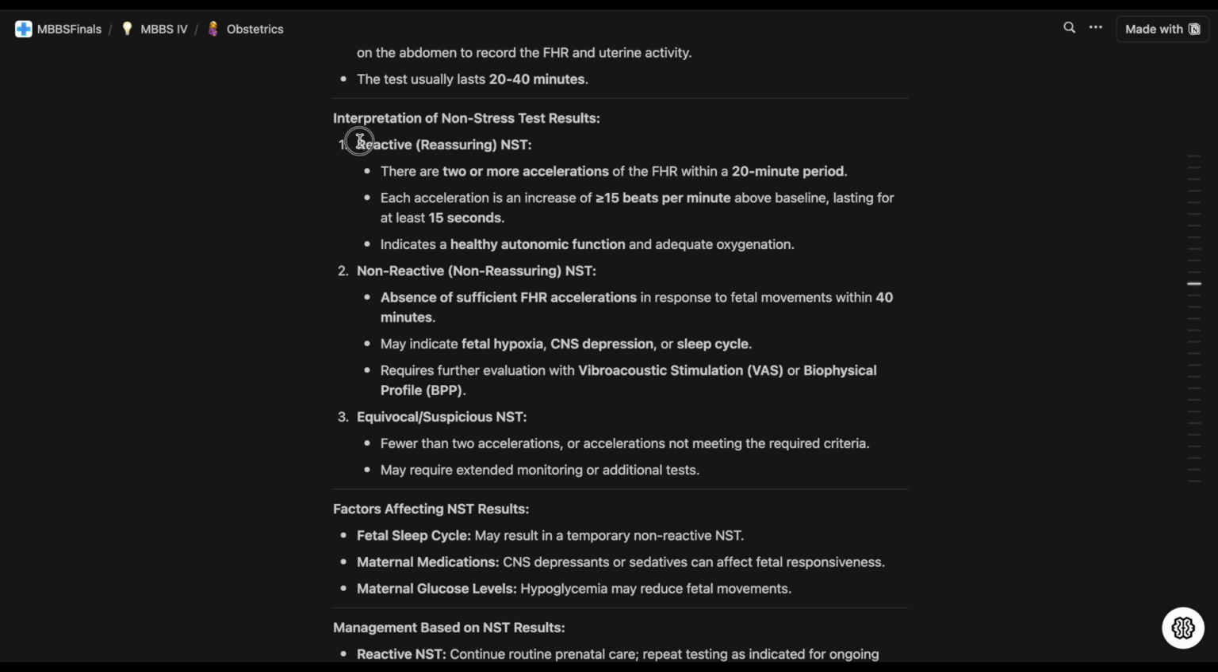Now, let's get to the most important part, how we interpret the results. Interpreting NST results. There are three possible outcomes. 1. Reactive, reassuring, NST. This is what we want to see. We need to see at least 2 accelerations in the heart rate within 20 minutes. Each acceleration should be at least 15 beats per minute above baseline and last for at least 15 seconds. A reactive test means the baby is well oxygenated and the autonomic nervous system is working properly.